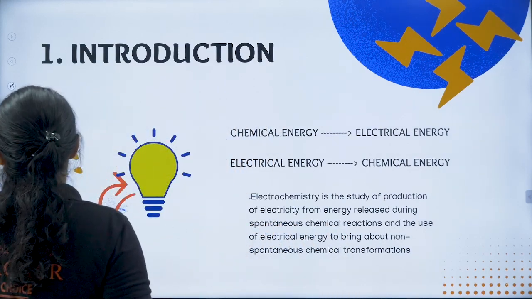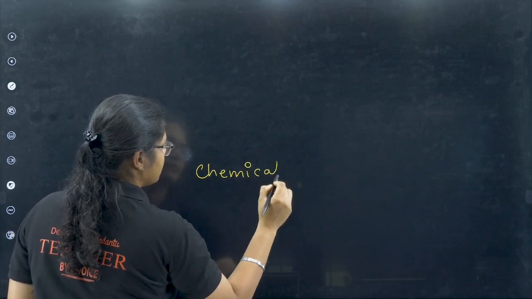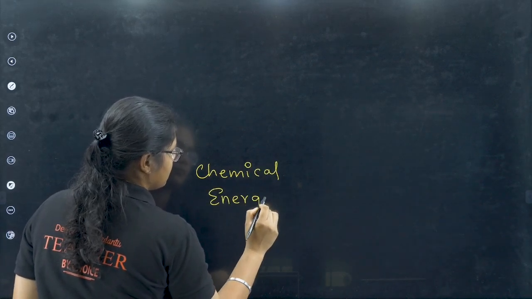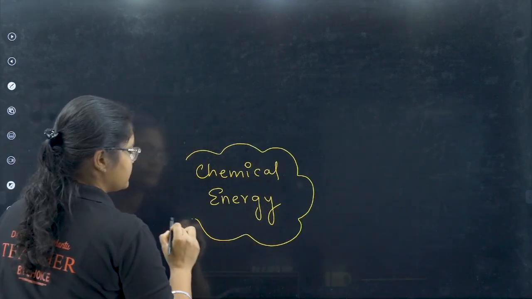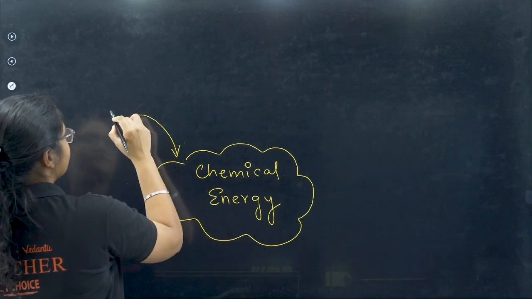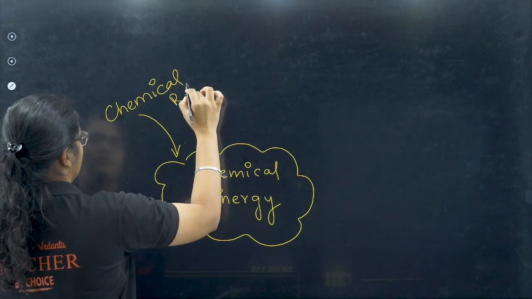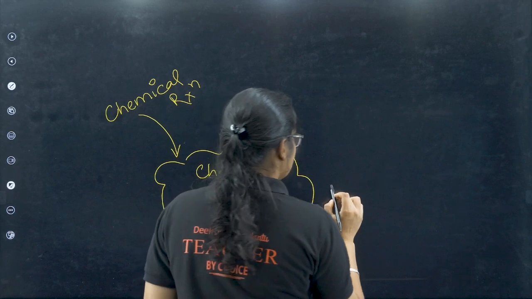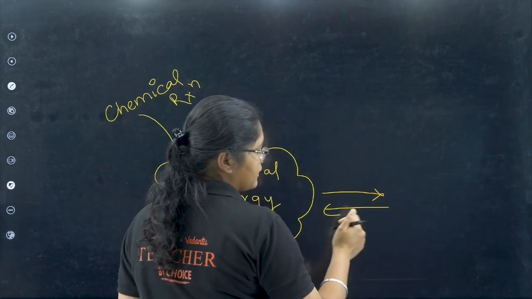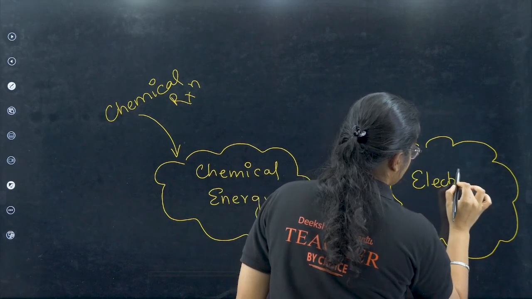Let me just draw here. We have chemical energy, and from where do we get this chemical energy? From chemical reactions. Then this chemical energy can be converted or exchanged with which type of energy? Electrical energy.